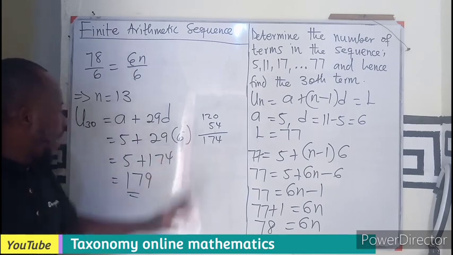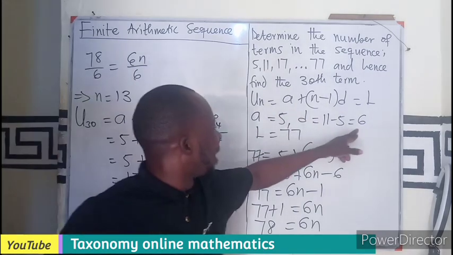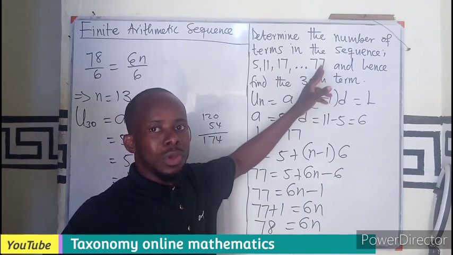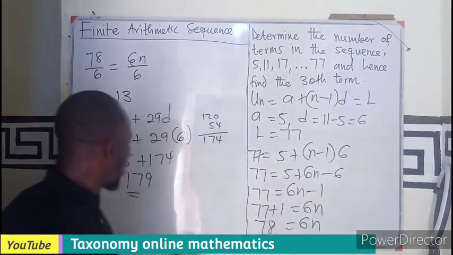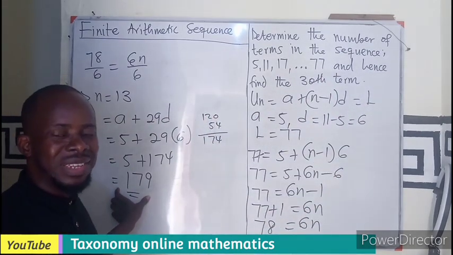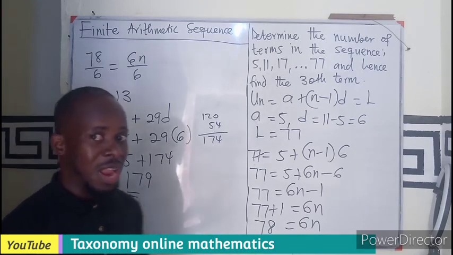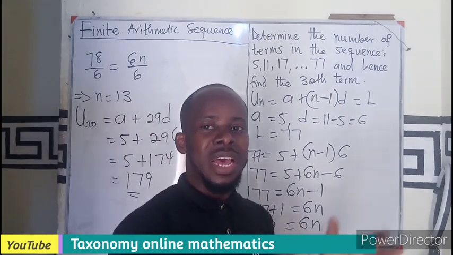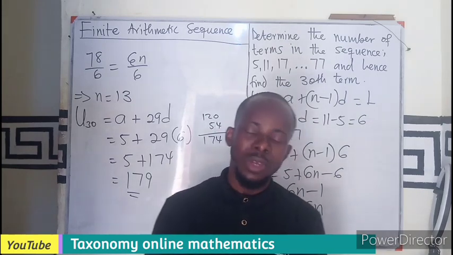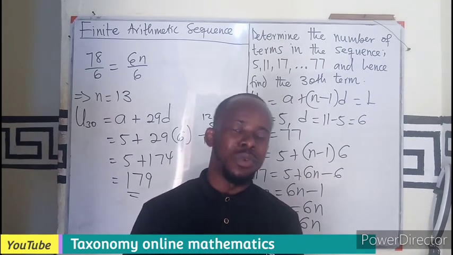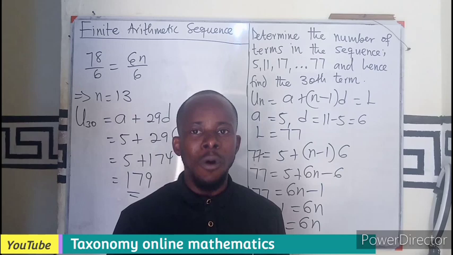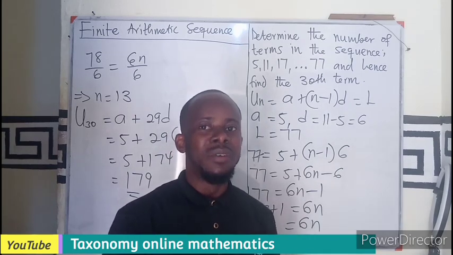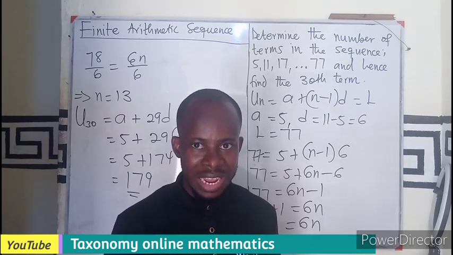The 30th term. If you continue adding the 6 to each term to get to the 30th position, your answer will be 179. Alright, so this is all about the finite arithmetic sequence. You can be asked to find the number of terms, you can be asked to find the last term, or the last term will be given to find the first term or common difference. So these are the ends.